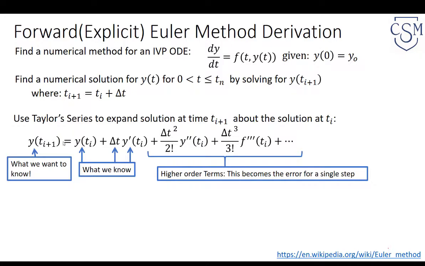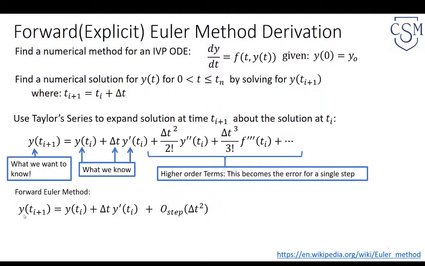These higher order terms here will become the error for our differential method. So the forward Euler method is given as y of t_i plus 1 is y of t_i plus delta t times y prime of t_i plus the error of the higher order terms. Now, of course, this is the error of just one step.